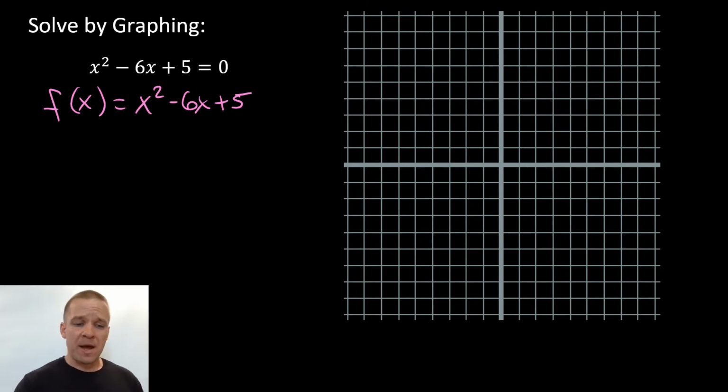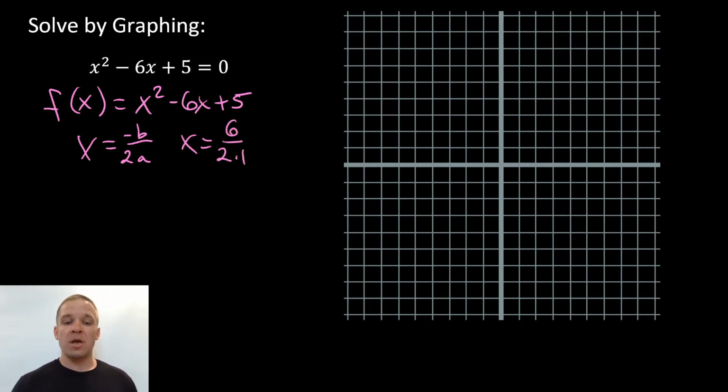Well, I'll start with finding my x-coordinate using x equals the opposite of b divided by 2a. My b value is negative 6, so the opposite is positive 6. So x equals 6 divided by 2 times 1, that's just 2. So 6 divided by 2 gives me 3. My x-coordinate of the vertex is positive 3.